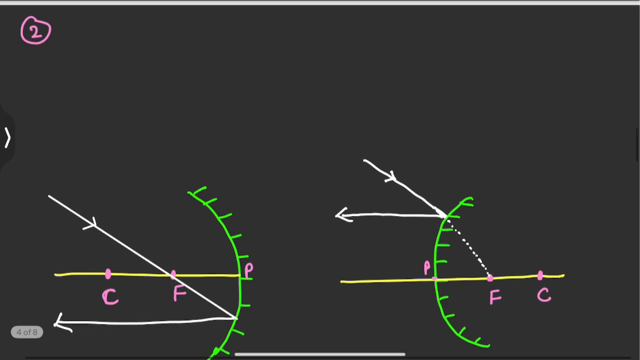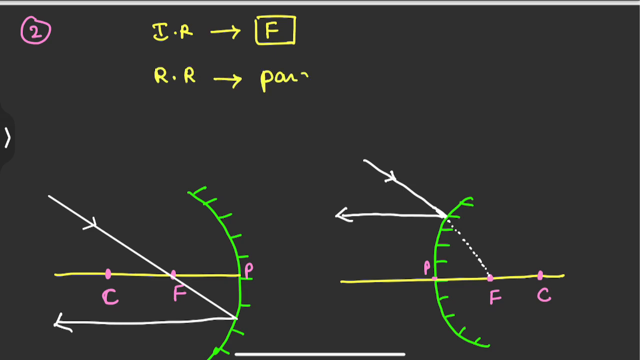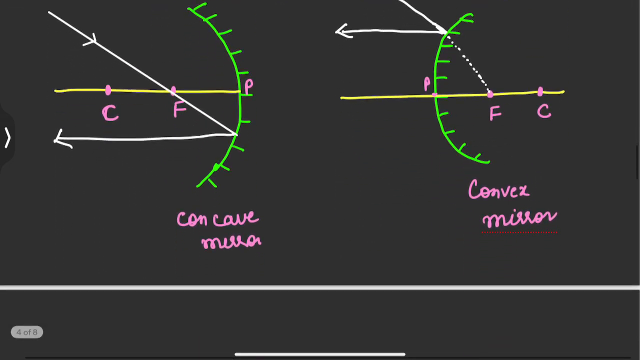So here description what we are going to write. How we are going to write here is: incident ray where it is passing. Incident ray is passing through F, that is focus. Where you see the reflected ray, so reflected ray is found parallel. Parallel to what? Parallel to the principal axis. So this is the second standard incident ray. So next we will go for the third one.